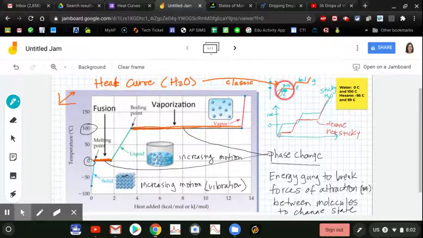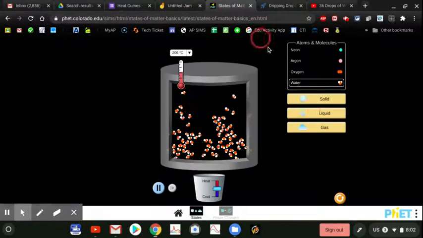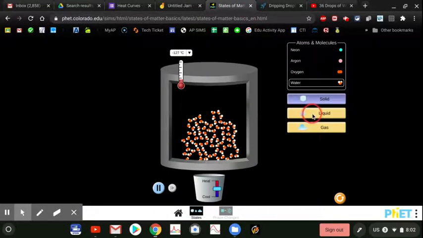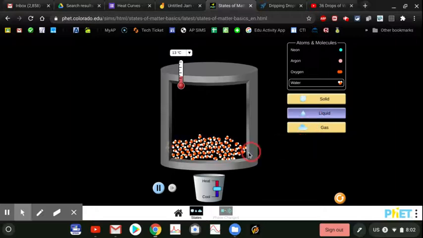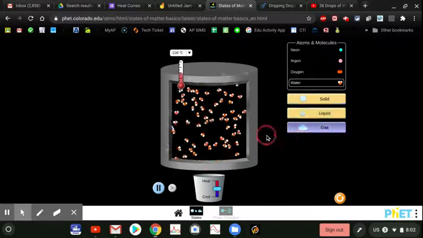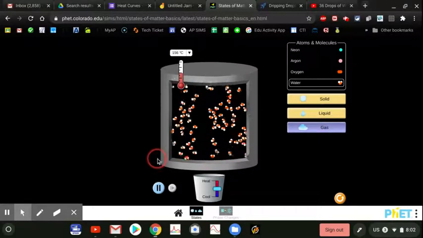And again, the reason why it flatlines is all that energy is going in to break these forces of attraction between molecules. The molecules are stuck together. They're really stuck together as a solid. Then some of those forces of attraction are broken so they can start rolling around. So that energy goes to break those so they can roll. And then you break all of them apart to get them into a gas state.